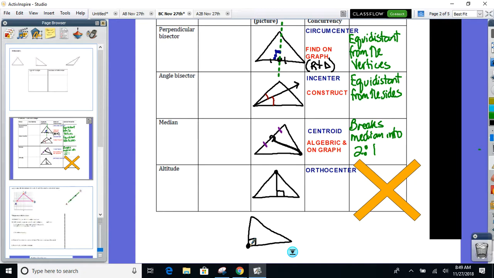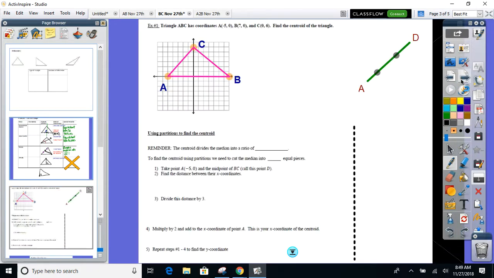Over one time, today's going to be more on the centroid. So if you go to today's notes, go ahead and graph that triangle if you haven't already.